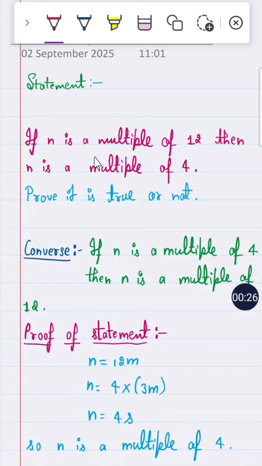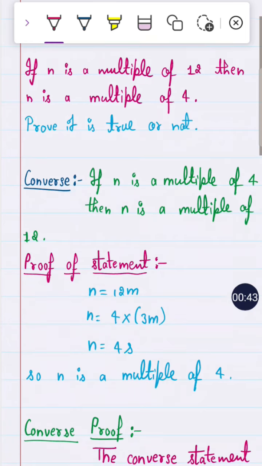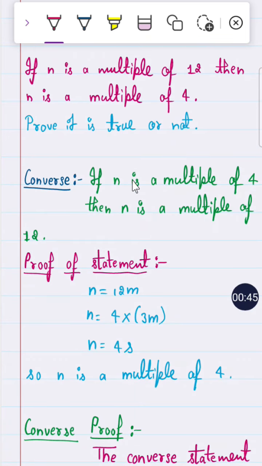We should know that this is a statement firstly, and then what the converse of this statement is, and after that we prove whether this statement is true or not and whether the converse is true or not. Okay, firstly, how to write the converse of a statement. If n is a multiple of 4, so firstly you have to take from this side: if n is a multiple of 4, then n is a multiple of 12. This is the converse of this statement, right?